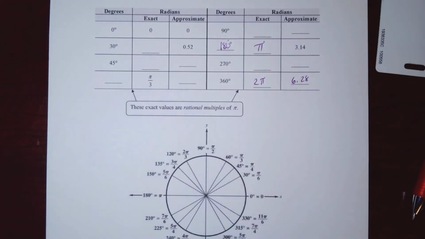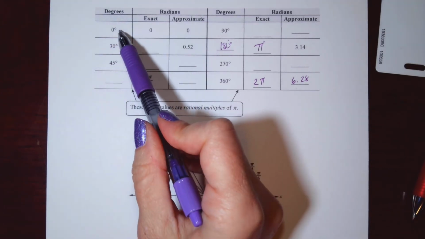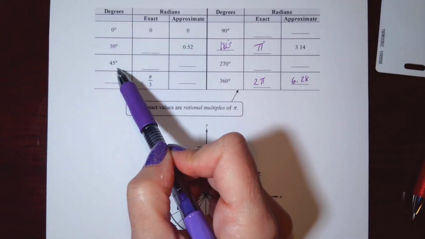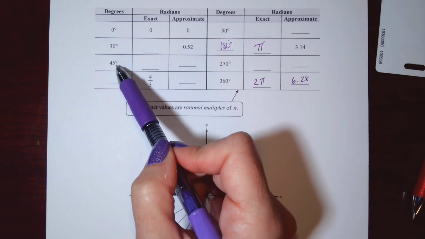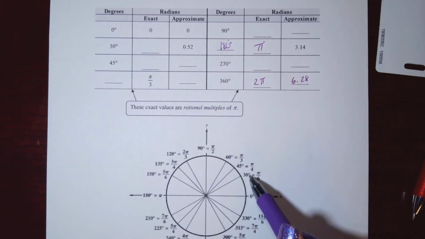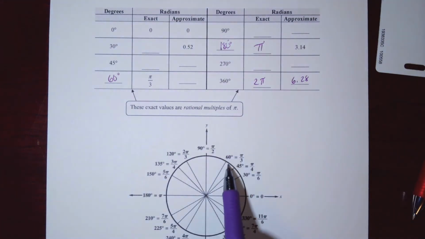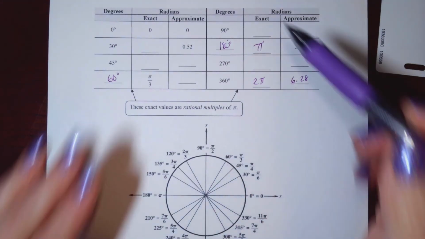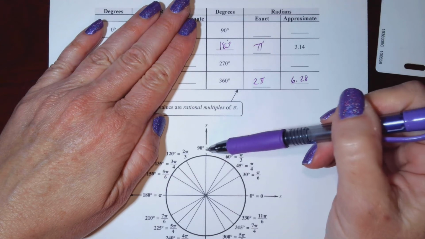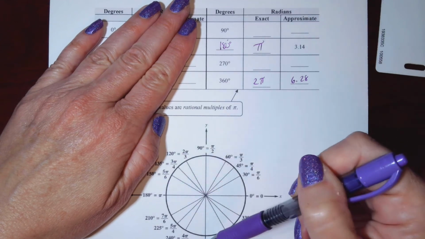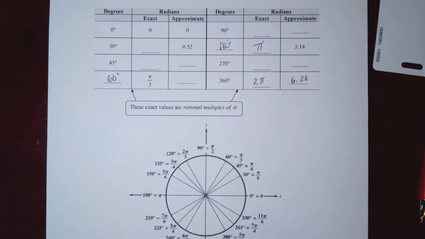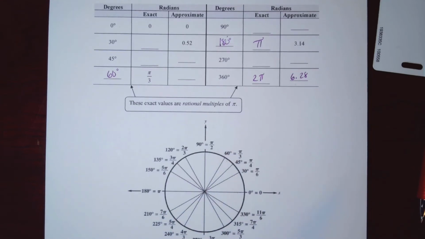Alright, so let's go ahead and do our exact values. We're doing our special angles here. So we've got 0, 30, 45, 60 degrees would be the other special angle in quadrant 1. And then we switch to our quadrantal angles, 90, 180, 270, 360. And you can see from your unit circle here what those exact values are in radians.